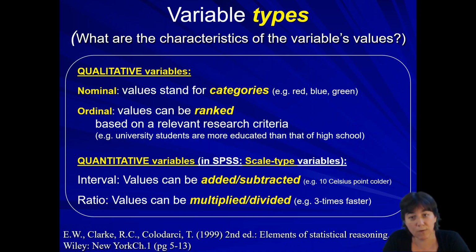Now, contrary to the nominal type variable, the ordinals can be ranked. So, for example, university students are obviously more educated than high school students. So there's kind of a ranking to it, okay? And this is a big distinction, since there are some statistics you can run on ordinal scales which you cannot on nominal scales, etc. And last but not least, the quantitative type variables, in SPSS or JASP called the scale type variables, can be interval or ratio scales.